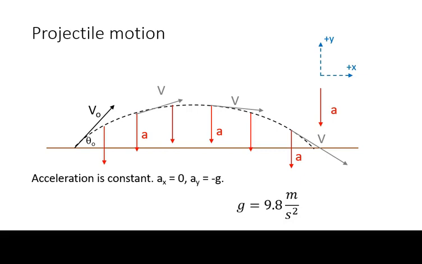Projectile motion describes a path that is parabolic in nature. Because of acceleration downward, the velocity is going to change direction and magnitude in the vertical direction. However, the acceleration in the horizontal direction is always zero.